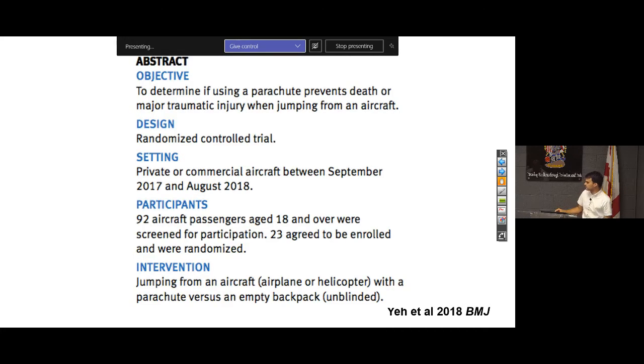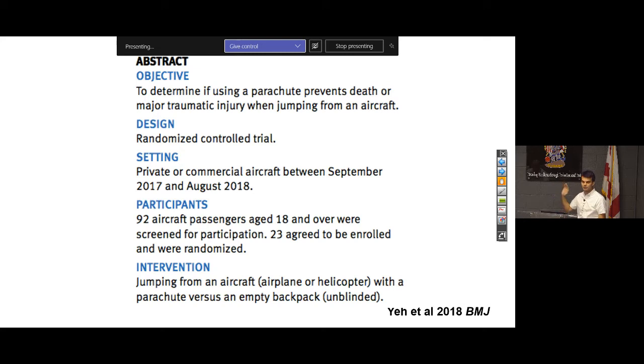And this is the abstract. The objective is to determine if using a parachute prevents death or major traumatic injury when jumping out of an airplane. So the research question sort of fits what we're going to do. We're about to jump out of a plane. We want to know, are we going to die or are we going to have a traumatic injury if we don't have a parachute? It's a randomized control trial, so we said it's high up on that pyramid.